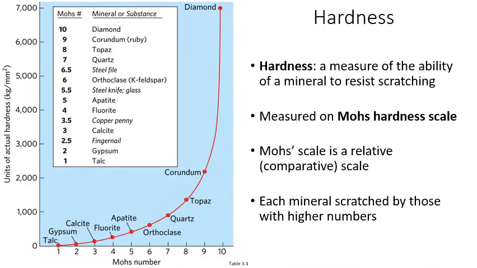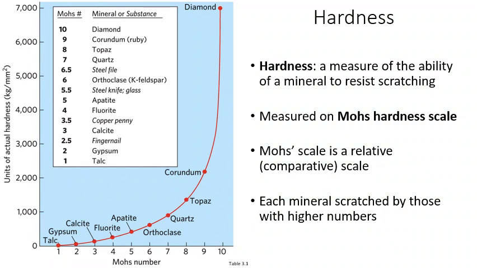Hardness is a measure of the ability of the mineral to resist scratching, and it's measured on a scale called the Mohs hardness scale. This is a logarithmic scale, as you can see from the shape of the graph, and it goes from 1 to 10, with 1 being the softest mineral and 10 being the hardest mineral. In terms of units of actual hardness, this is a quantitative measurement, kilograms per millimeter squared. Each mineral is scratched by those minerals with higher numbers.